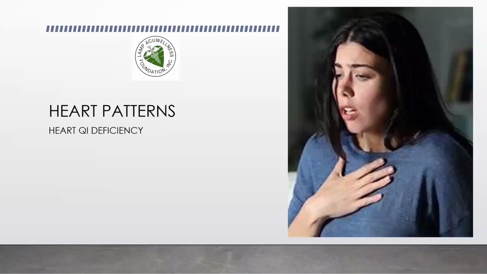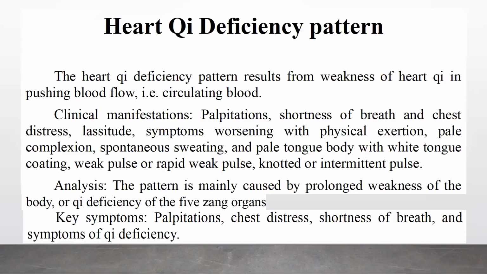Let's discuss the heart pattern, heart qi deficiency. The heart qi deficiency pattern results from weakness of the heart qi in pushing blood flow, that is, circulating blood. Clinical manifestations: there is palpitation, shortness of breath, chest distress, lassitude, symptoms worsening with physical exertion, pale complexion, spontaneous sweating, and pale tongue body with white tongue coating, weak pulse or rapid weak pulse, knotted or intermittent pulse.